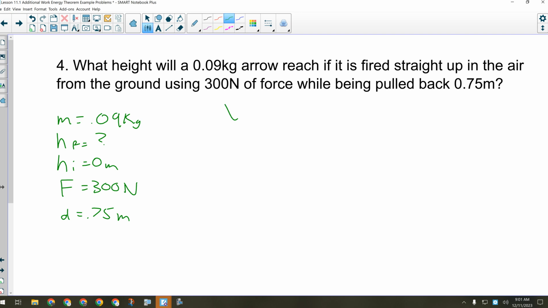Is work being done? What kind of energy is it changing? Potential. Actually two different kinds of potential. The elastic potential of the bow, which we're not concerned with, and the gravitational potential of the arrow, which we are concerned with. So we got force times distance equals final potential minus initial potential, except this one's a little easier because our initial potential is what? 0.